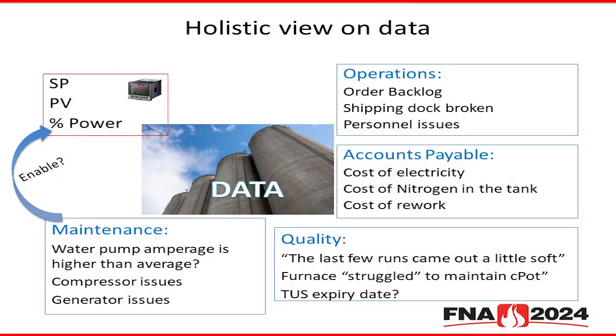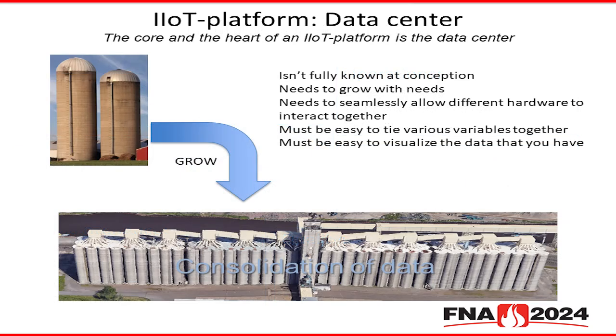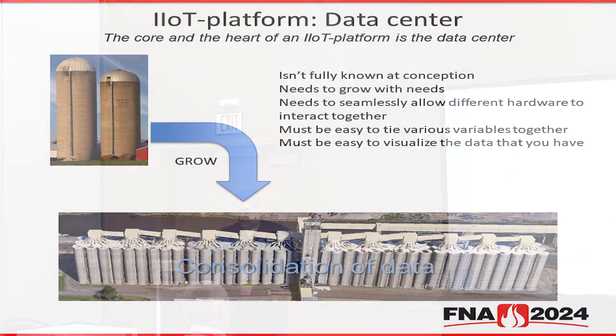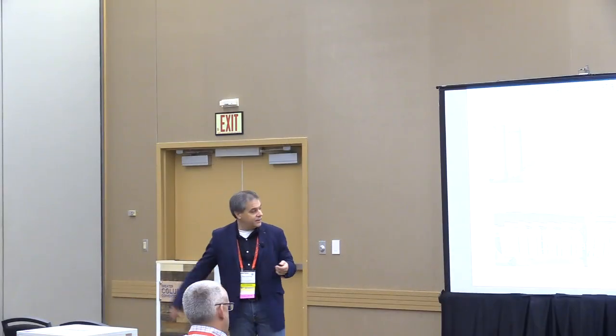My generator's down. My carburizer's not running. So this is a no-brainer. However, how do we get this? The core and the heart of IIoT is the data center. Okay, here's a representation of all of the data. Could be on-prem, not, we'll get into that later.